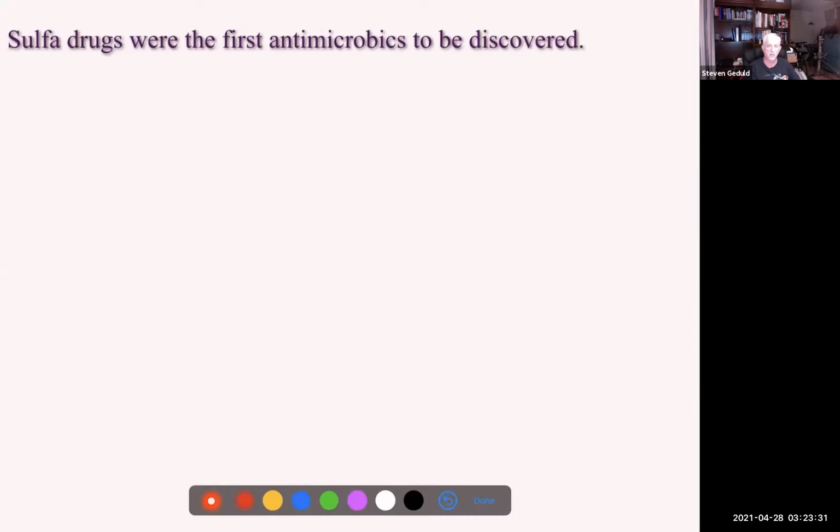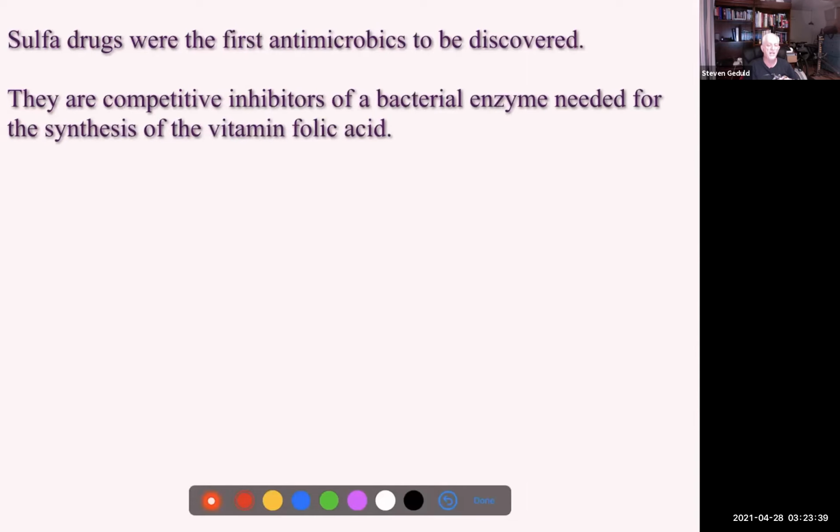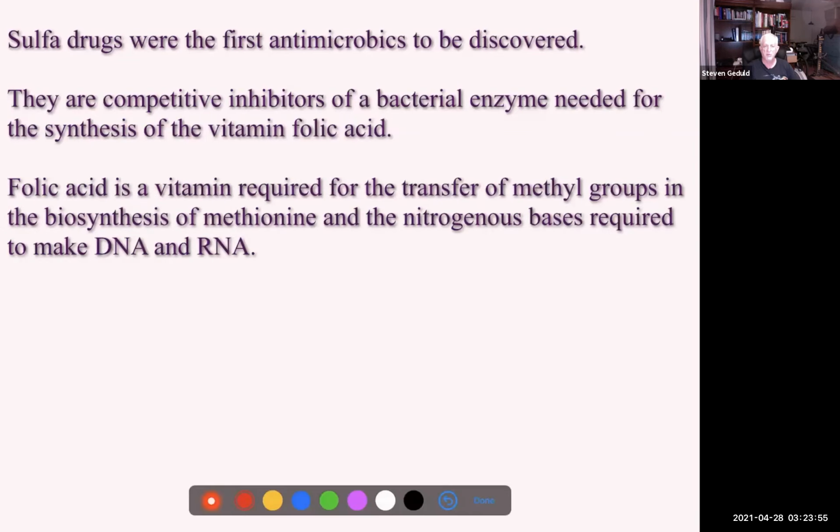Okay. Sulfa drugs work like that. Sulfa drugs are the first antimicrobials to be discovered. They are competitive inhibitors of a bacterial enzyme needed for the synthesis of the vitamin folic acid. That's what sulfa drugs do. They're a competitive inhibitor for a bacterial enzyme, so it works on the bacterial enzyme that makes folic acid.